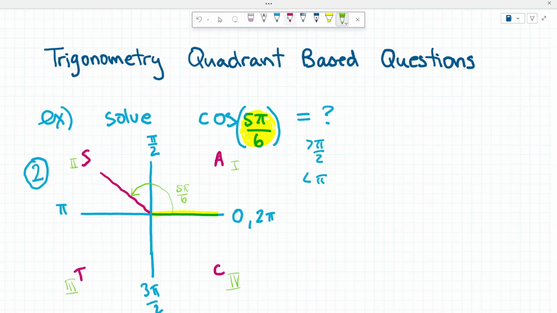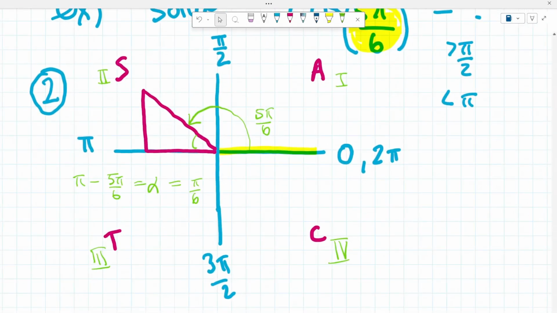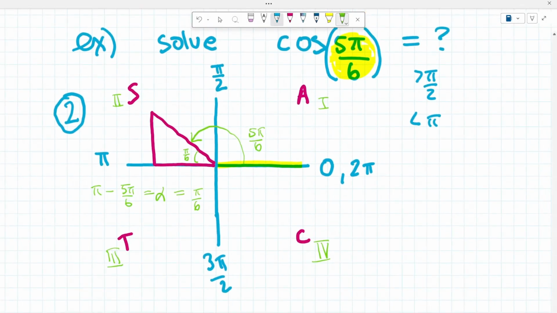Okay, so in order to solve this problem, we want to draw this full triangle over here. And in order to figure out the ratio, it'd be good for us to determine this internal angle, or reference angle, alpha. So how can we determine our alpha? We can use our pi as reference. So pi minus 5 pi over 6 will give us our alpha. And if we use common denominators, we get that our alpha equals pi over 6. We can zoom in right over here, and we can see that this angle is pi over 6. And now we're going to step 3.